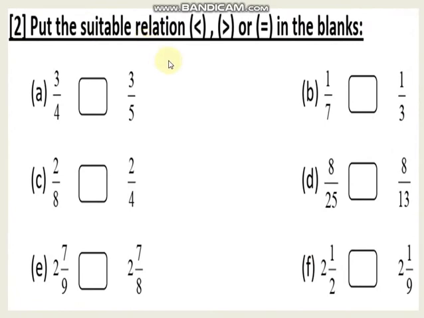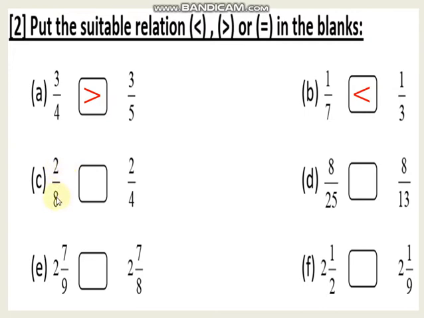Put the suitable sign: greater than, smaller than, or equal to. Letter A. 3 over 4 or 3 over 5? The same numerators, then compare the denominators. The smaller denominator here is 4, so 3 over 4 is greater than 3 over 5. Letter B. 1 over 7 or 1 over 3? The same numerators, compare the denominators. 7 is greater than 3, so 1 over 3 is greater than 1 over 7.